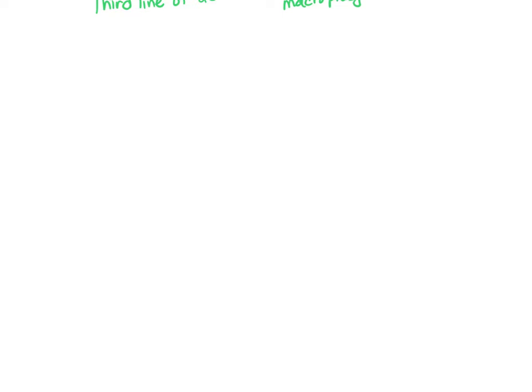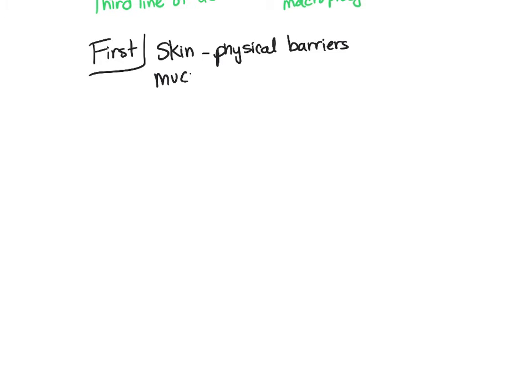So again, as we said, the first line of defense, I'll just write first here. Our first line of defense are going to be our barriers. So our external barriers, physical barriers, our mucous membranes. And so what we're talking about again is the skin. That's our external barrier and the things that go along with the skin. So our integumentary system, so things like our nails, our hair, things like that. So these are physical barriers, right? Just trying to keep the bad guys out. Our physical barriers to any foreign materials.